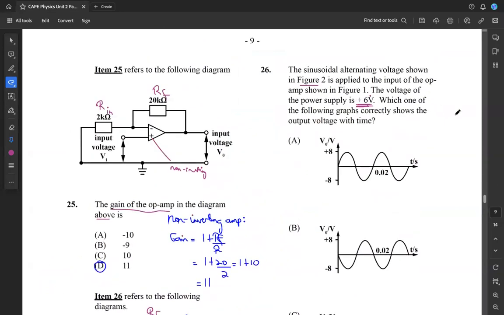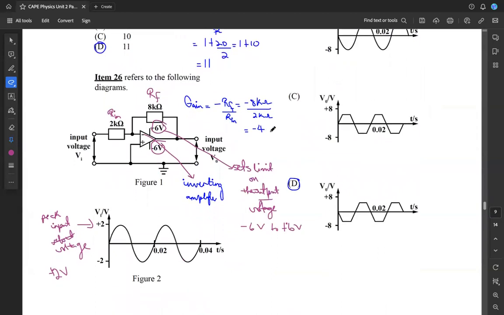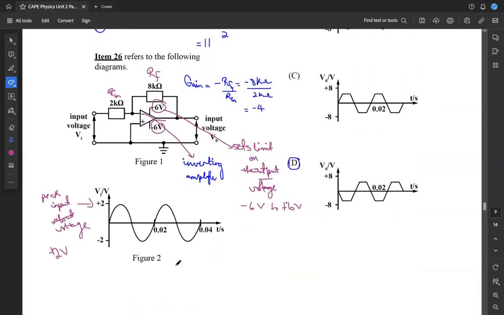Now the question is asking which one of the following graphs correctly shows the output voltage with time. So the output voltage is what we're trying to find. Let's write down here, output voltage. How do we find output voltage?